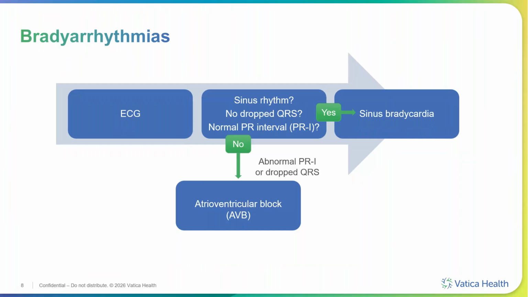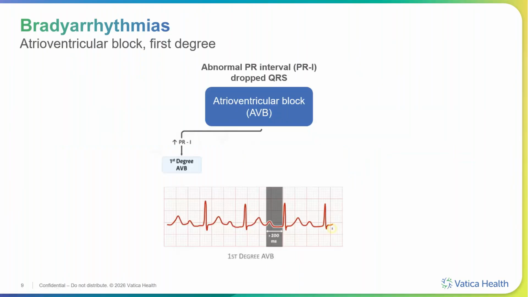Now, if the PR interval is abnormal or they drop a QRS complex, then it's an AV block, and we just have to decide what type of AV block. If the PR interval is prolonged, meaning greater than 200 milliseconds or greater than one big box, then it's an AV block. And if there is a QRS complex for every P wave, we're looking at first degree AV block.